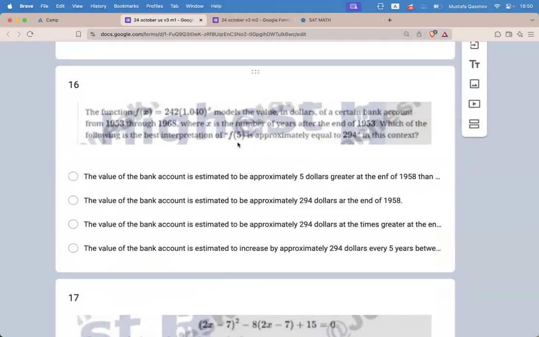This one. It says that f of 5 is equal to 294. What's 5 here? It is the number of years after 1953. So it means that 5 years after 1953, it will be equal to 294. So the answer will be B.